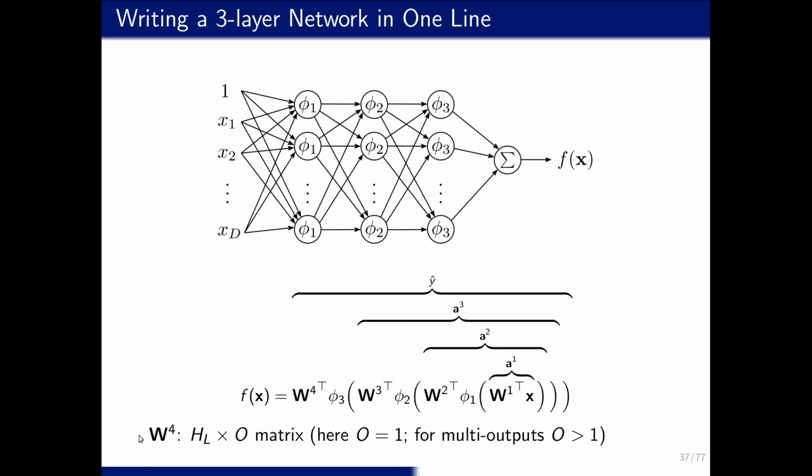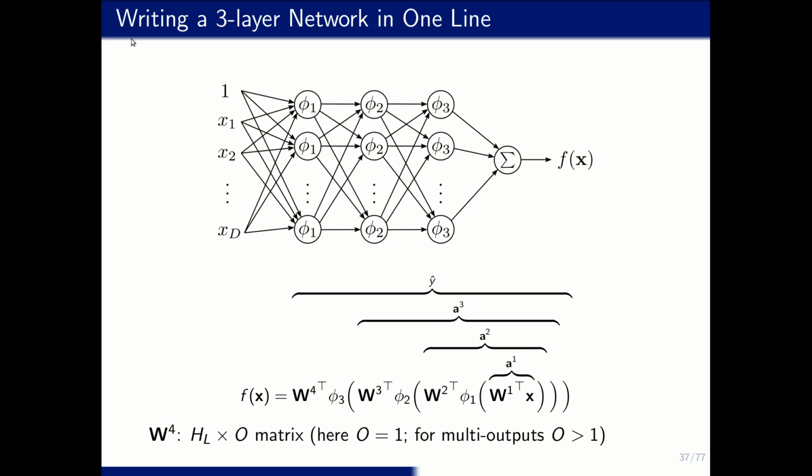So in general, this final matrix, this W4, the output matrix here, is in general H_L, so this is the number of hidden units in the last layer, times O. And O is the number of outputs. So here we see O is just 1, because we have only one output. But in general, if we have a neural network which has multiple outputs, of course, this O can be larger than 1. Then we would have multiple units, and each of them would be just a linear combination of the outputs of the last hidden layer.